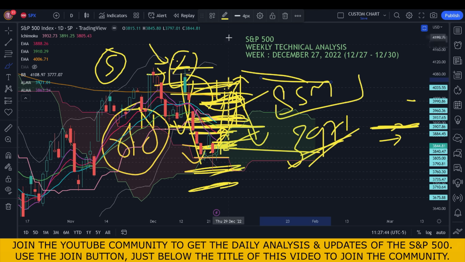So guys, this was my S&P 500 weekly technical analysis for the week of December 27th, 2022. That is from Tuesday, December 27th to Friday, December 30th.